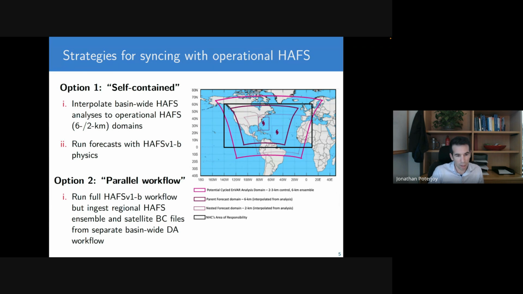The other option is to perform what I call a parallel workflow, where we run this cycled data assimilation system, and we simply feed in the bias correction coefficients from that part of the DA, as well as a high resolution ensemble, into the operational workflow. And so one thing to note here is the current operational HAFS workflow doesn't use its own self-contained ensemble. It borrows the ensemble from the GDAS, so from the Global Data Assimilation System. And so a major focus here is to feed in an ensemble that can give you the fine scale, mesoscale error covariances that are needed for the data assimilation steps.